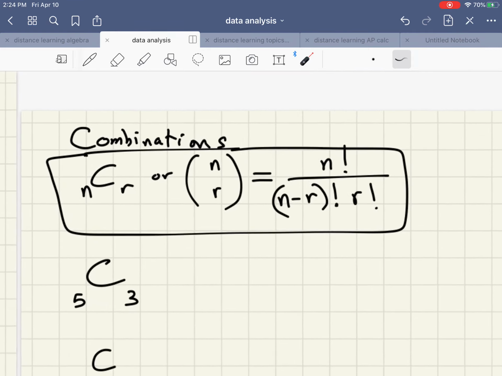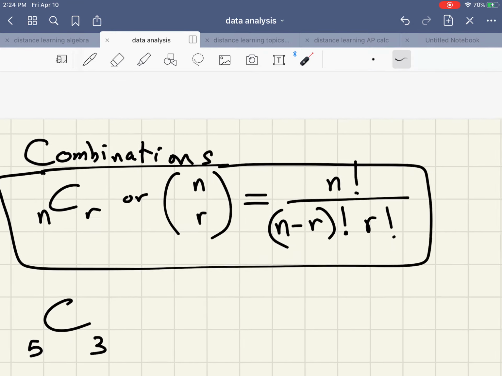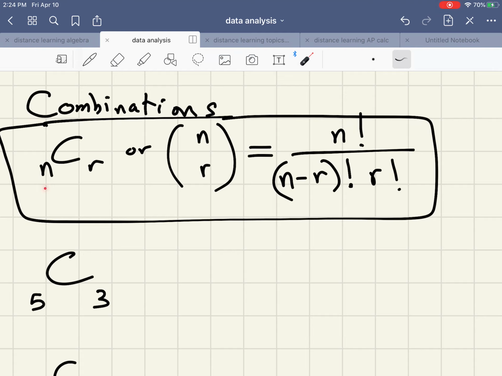This is a video on combinations. So a combination is written in two different ways. You can see it as nCr, or n and an r within the same parentheses, but arranged vertically, like so. This is most commonly seen in binomial expansion from Pascal's triangle.